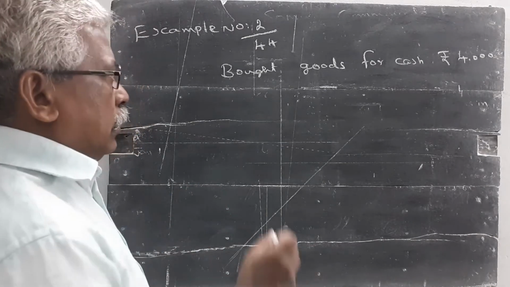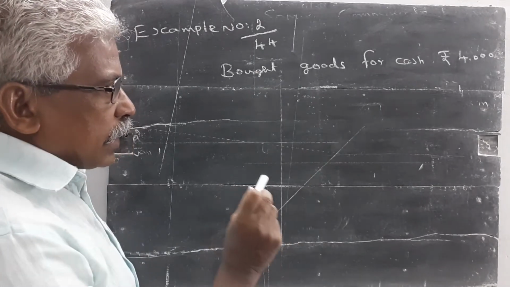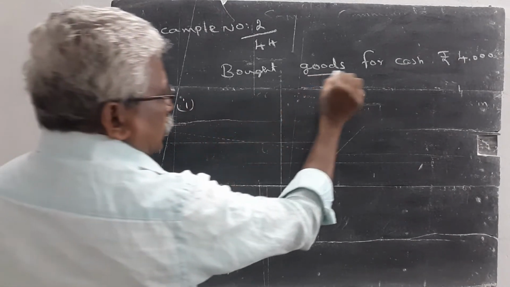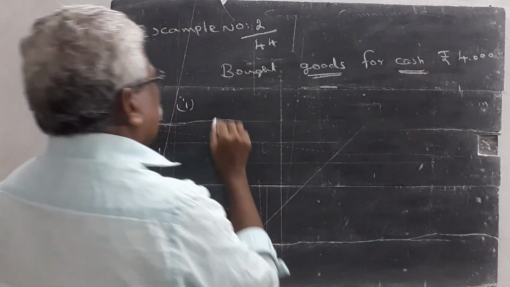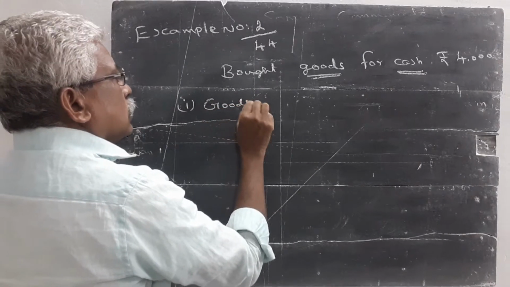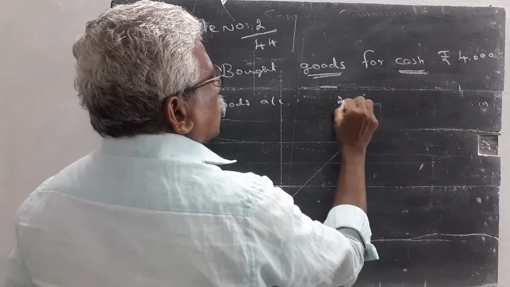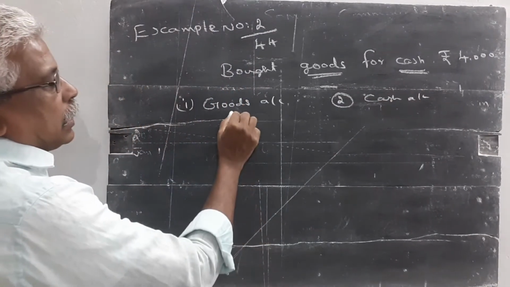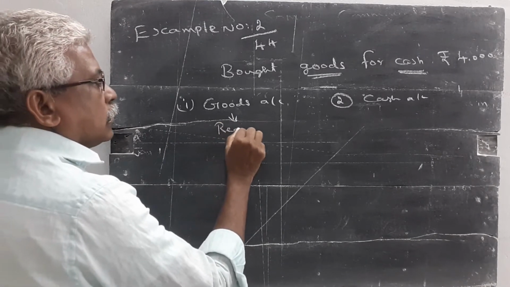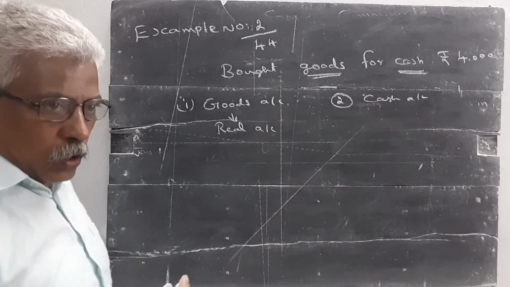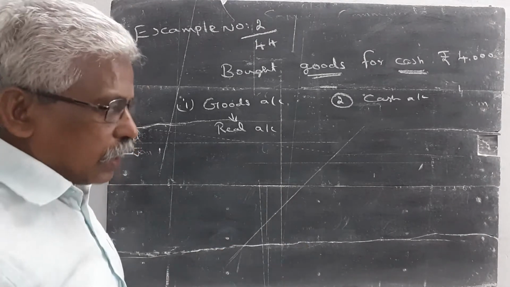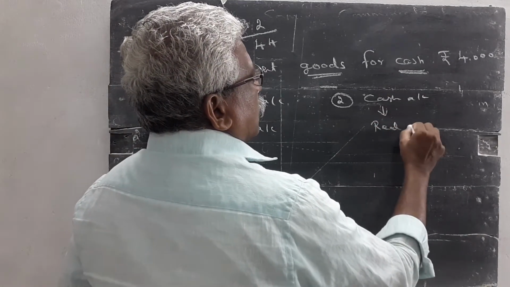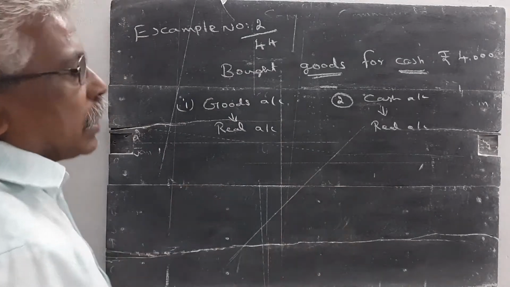So in this question, this is the transaction. This transaction consists of two accounts. Number one, goods account, and number two, cash account. Goods account is the real account. It is an asset. When we purchase the goods, it is an asset. The goods come in our hand, the stock comes in our hand. Then cash is also a real account. In this question, both accounts are real accounts.